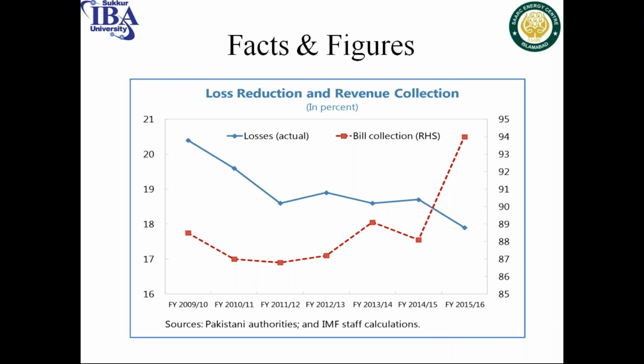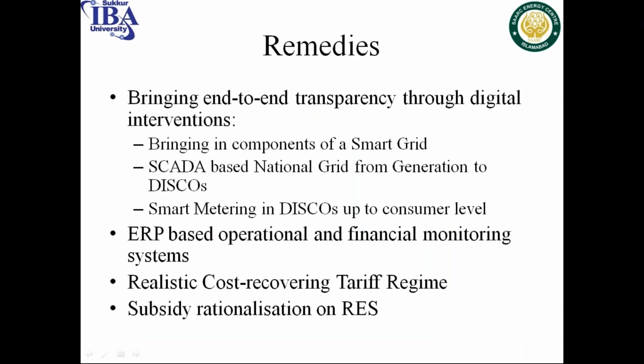So you can see the losses are actually being reduced with the passage of time between 2013 and 2016, and the bill collection, which is very much necessary for running any organization, has increased from 88% to 94% in 2016. And now finally the remedies, like what kind of remedies we can implement.